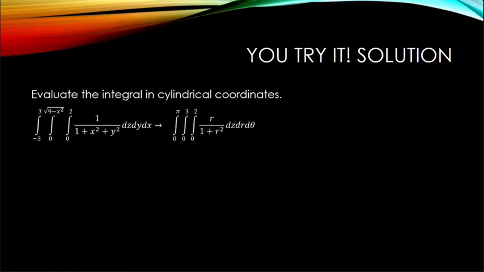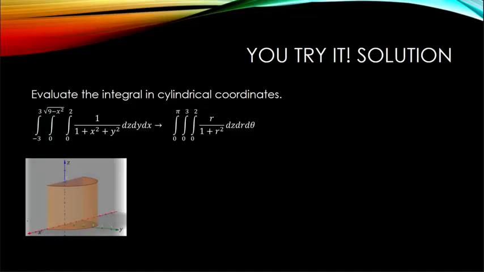If I sketch this region, I see that I have half of a cylinder with its base in the xy plane and its top at the maximum value for z. I calculate the innermost integral. The integral from 0 to 2 of r over 1 plus r squared dz gives me rz over 1 plus r squared evaluated from 0 to 2. This gives me 2r over 1 plus r squared.